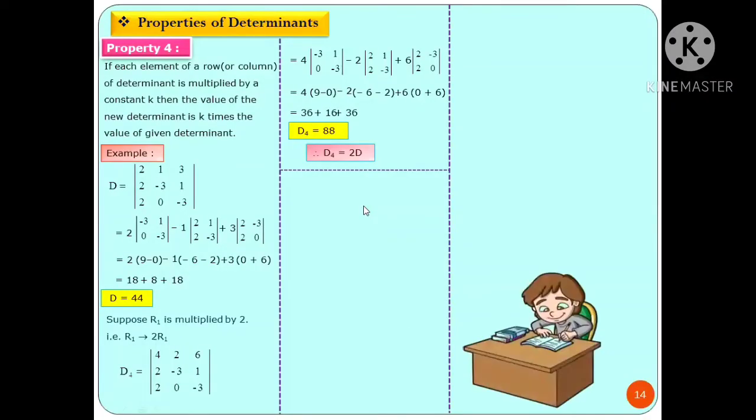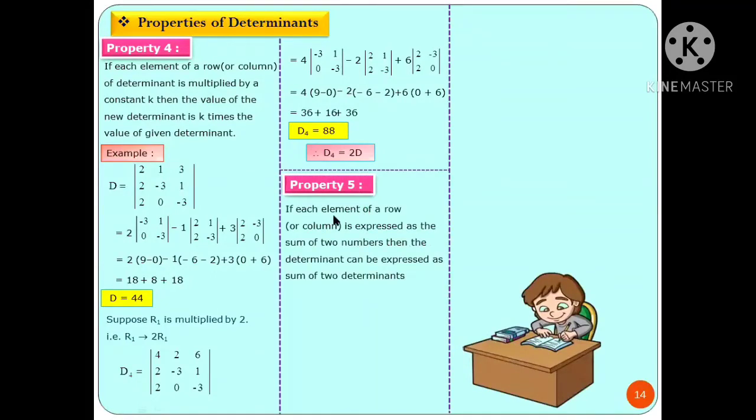Let us see the next property. Fifth, statement of the property: if each element of a row or column is expressed as the sum of two numbers, then the determinant can be expressed as the sum of two determinants. Simple property. Each element of that particular row is expressed as a sum of two numbers, then the determinant can be expressed as the sum of two determinants.